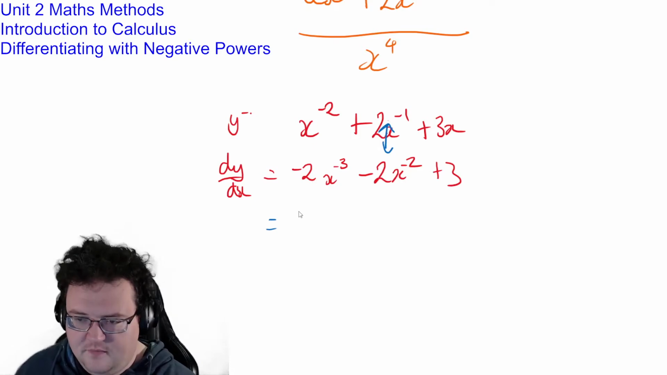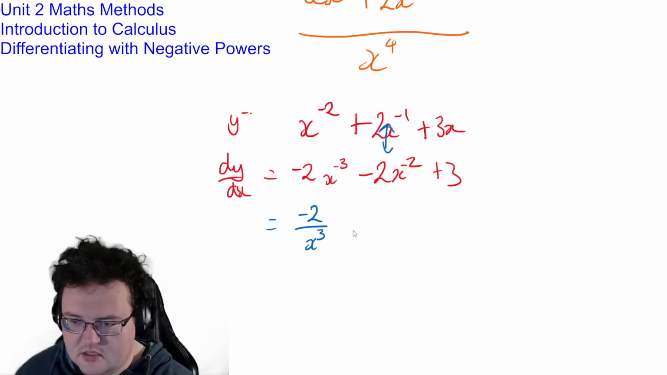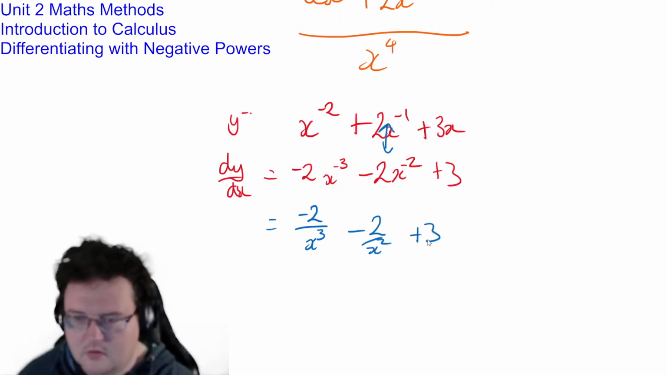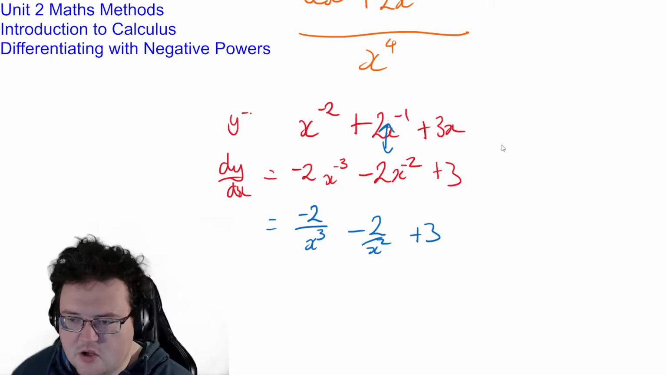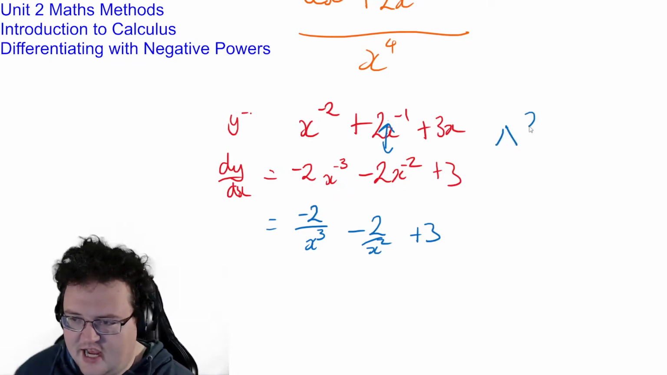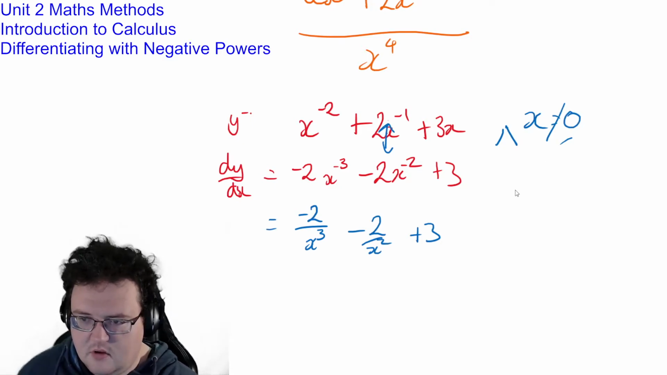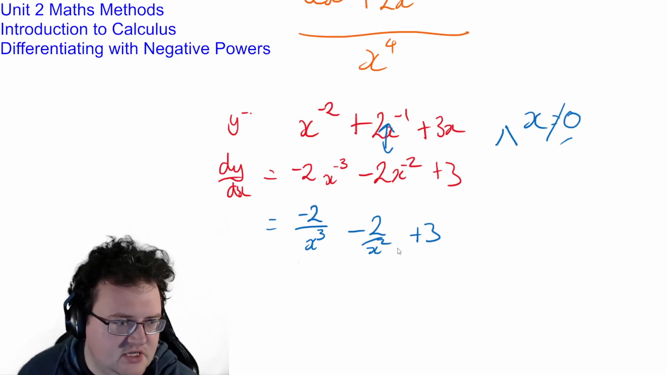All right, and if you wanted to just be extra careful and only write it using positive indices, now in most of these cases, yes, obviously x can't be 0 because you're going to introduce a divide by 0 error. So take that as a given.